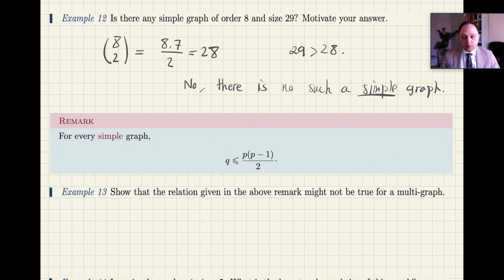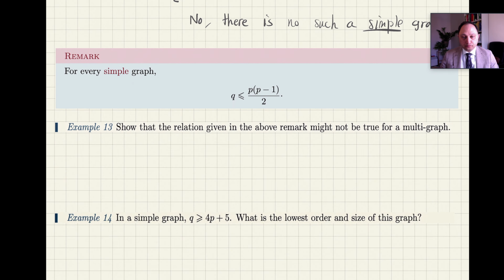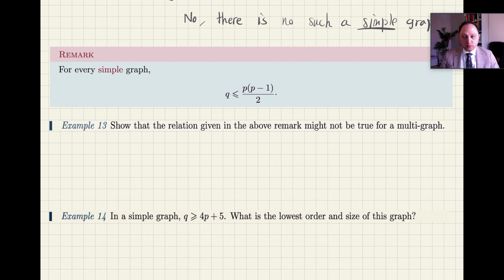As you see, I have written it in red. These are very simple problems, by the way. Show that the relation given in the above remark might not be true for a multigraph. And I think that's also simple. These simple problems help you to get familiar with the concept, try to feel it. Okay, show that the relation here might not be true. It might be true, of course, but might not be true if I replace a simple graph with a multigraph.